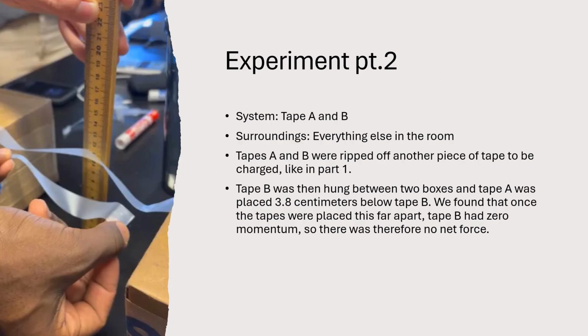For the second part of our experiment, we used two charged tapes. We put one piece of tape on top of two boxes and then held a second piece of charged tape underneath it. We determined that the tape on top was floating and had zero momentum. So that meant there was zero net force in the y direction, meaning that the electric force and the gravitational force had the same magnitude in this case, meaning there's zero net force.